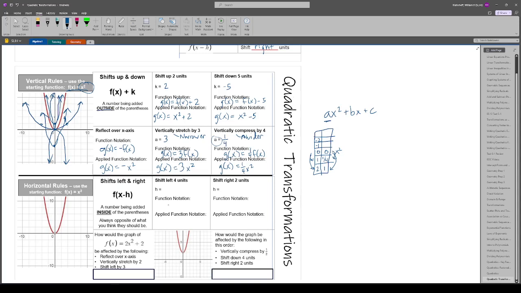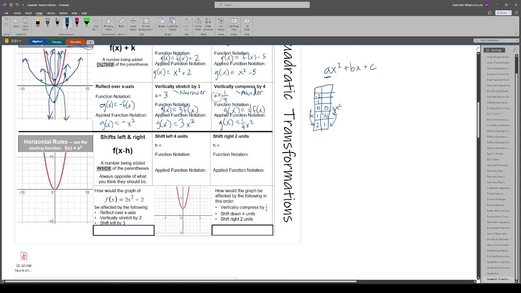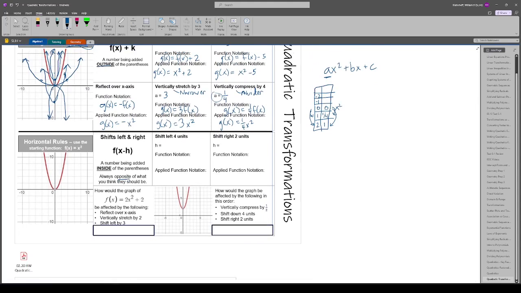Okay, horizontal shifts. Shifting left and right, remember that it is backwards, always opposite of what you think it should be or what intuition says. Maybe by now you know it correctly, but our intuition says that positive is right, negative is left, but this is exactly opposite of that. So again, starting with our parent function, we want to go left 4 units. So our h value is -4. Our function notation, g of x equals f of, and remember these changes are happening inside the parentheses, and since our h is -4, we're going left 4 units.